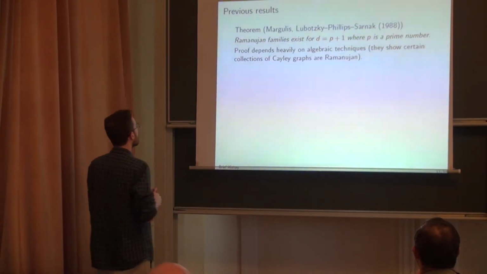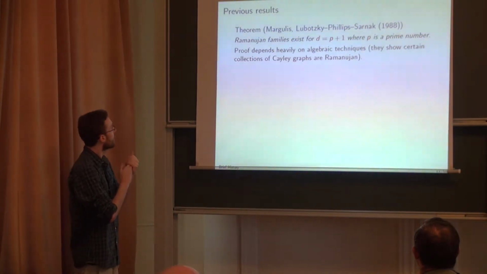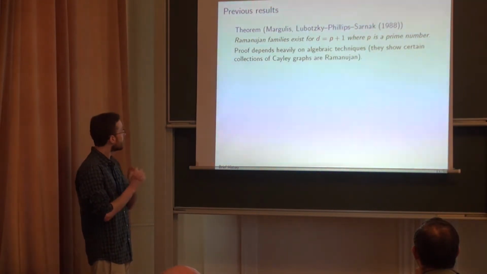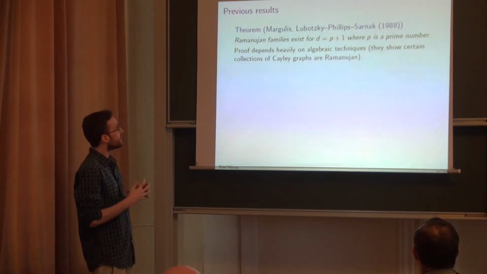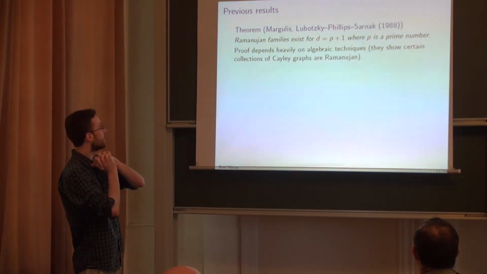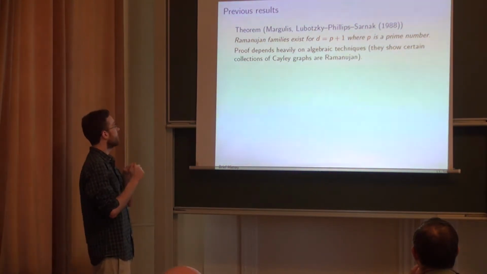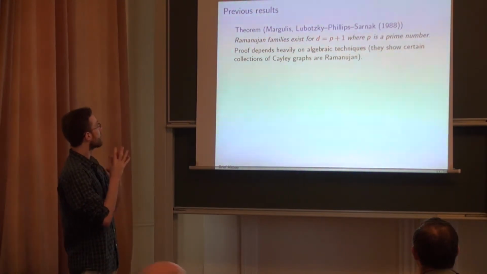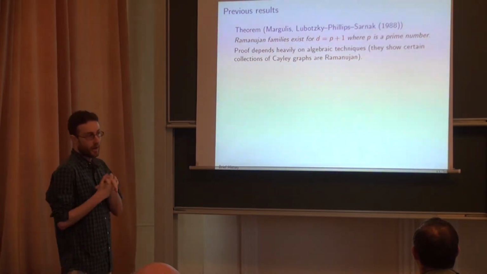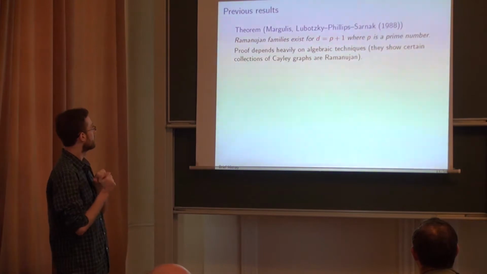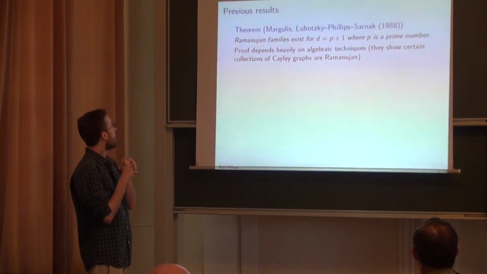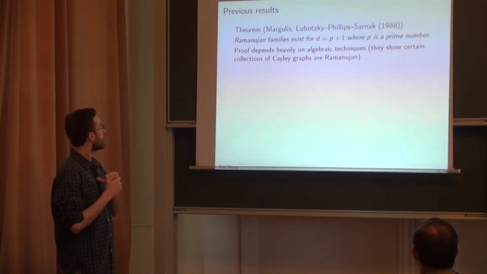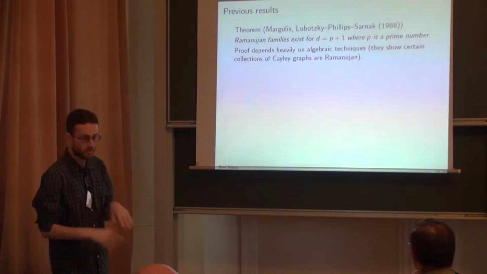Previous results: a theorem of Margulis, and Lubotzky, Phillips, and Sarnak separately, showed that Ramanujan families exist for d equals p plus 1, where p is a prime number. This was a tour de force. It brought together three areas of mathematics: very deep results in real algebraic geometry, number theory, as well as representation theory, and really was quite an achievement. The proof depends very heavily on these algebraic techniques. They pick some group, and then show that a Cayley graph defined by that group is Ramanujan.